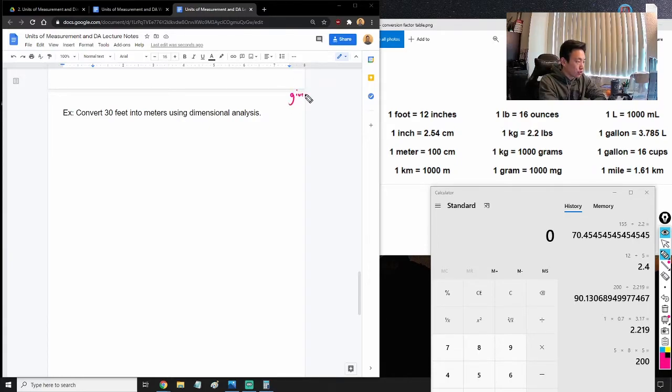And then we also need to figure out what we are looking for. What is our desired unit? Okay, so let's start off with our given. If we read the question, it says convert 30 feet into meters using dimensional analysis.